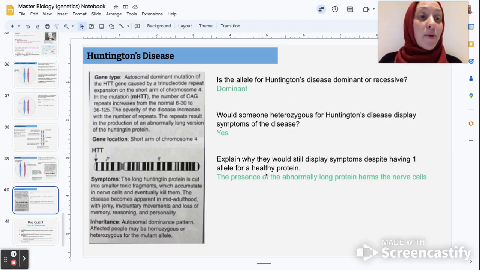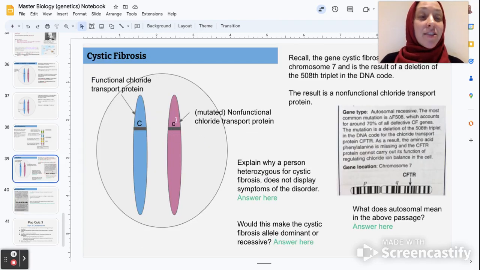Because just having the code to make the extra long protein essentially starts poisoning your body, right? The extra long protein harms the nerve cells. So if we're making that protein, then we're harming our nerve cells. So we have Huntington's disease. So it's a dominant trait because just having that mutated protein, that protein that's extra long, the abnormal protein, harms the nerve cells. Right? So even though we're making the healthy protein, the correct protein, because we're also making the abnormal protein, we're displaying the traits of Huntington's disease.